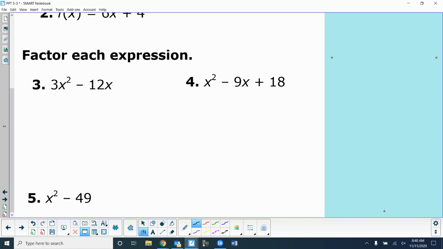Number 1. GCF. Yeah, look for a GCF. Is there one for number 3? 3x. Good. So how many terms will be inside the parentheses? 2, right? It starts out as a binomial. Divide 3x squared by 3x. What do you get? x. Negative 12x divided by 3x is what? Negative 4. Okay?